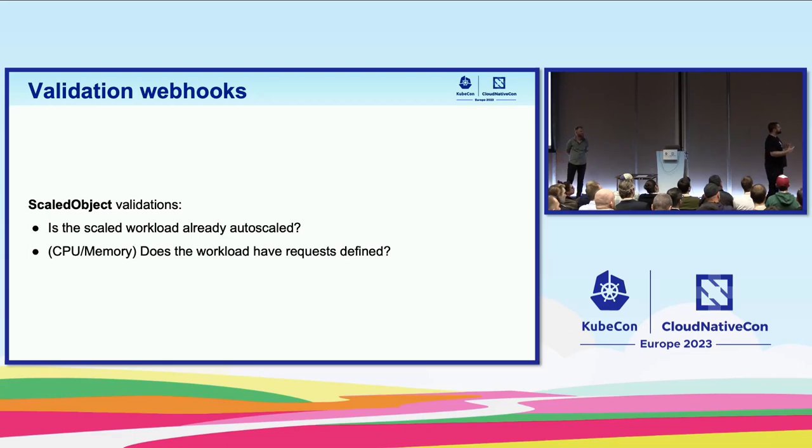Another feature that we have introduced is validating webhooks for those things. The validating webhook will block any scaled object that tries to control a workload that is already controlled by another scaled object or by another HPA. Also, the same validating webhook will check that if you want to use CPU or memory scalers, you have those values in the requests of the pod. If you don't have them defined, the HPA will do nothing. Nothing at all. So why wait until that scenario if we can catch it during the deployment thanks to this validation?